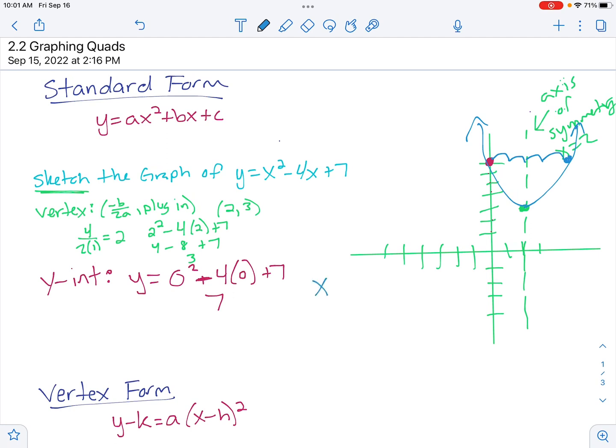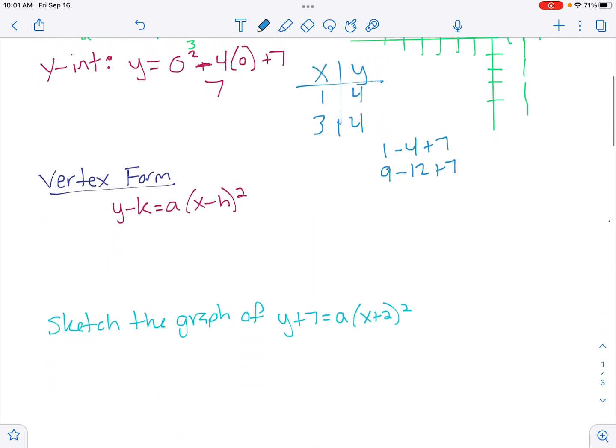Okay, you can always use a t-chart. When in doubt, t it out. If we plugged in some numbers after finding our vertex, let's say we plug in 1 and 3. If I plug in 1, we would get 1 squared is 1, minus 4 times 1 is 4, plus 7. So negative 3 plus 7 would be 4. And then if I plug in 3, I get 9 minus 12 plus 7, which is also 4. And if you notice on the graph, there's that point and there's that point. So you would have got the same thing. Okay, so there's your graph sketched.